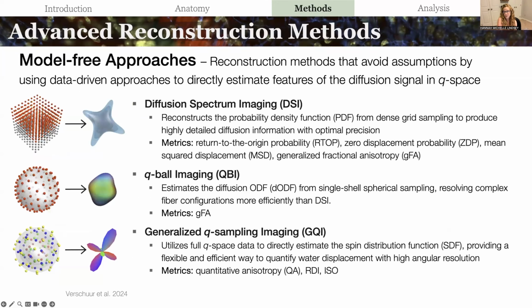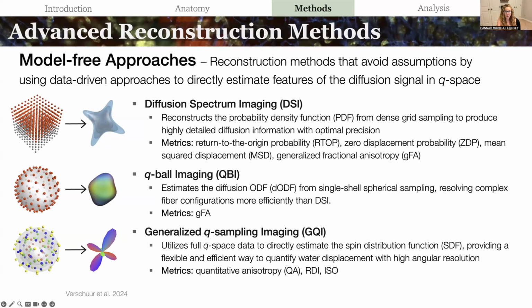Another approach to the crossing fiber problem is to take a step back and characterize diffusion as a process itself rather than the fiber configuration directly. And various model-free techniques have been developed for this purpose. Model-free approaches use data-driven techniques to characterize the diffusion signal instead of relying on predefined mathematical models. And they're particularly useful for capturing complex diffusion patterns like crossing fibers without imposing assumptions about the underlying tissue structure like the model-based approaches do.